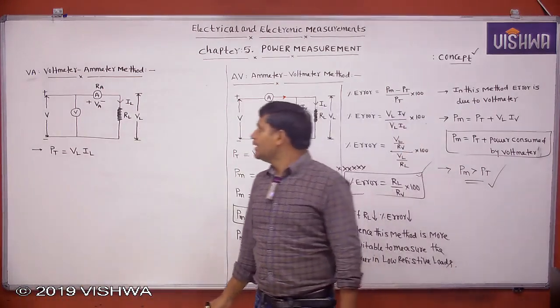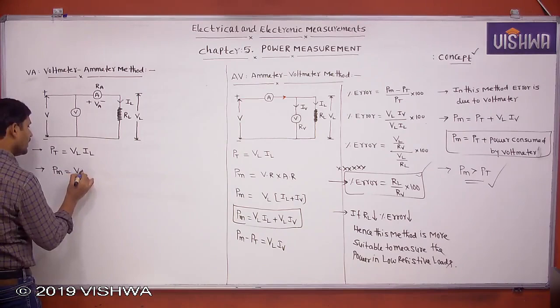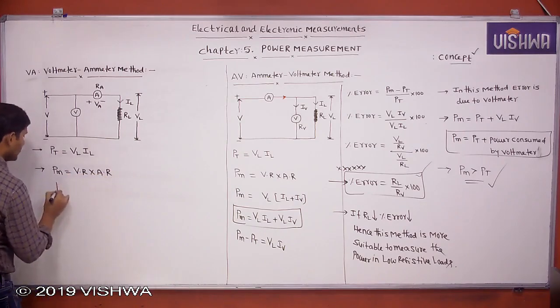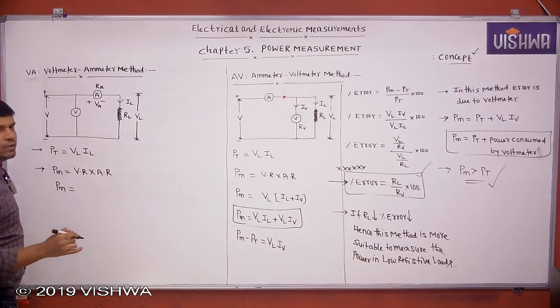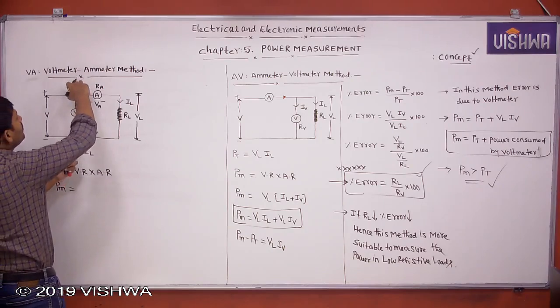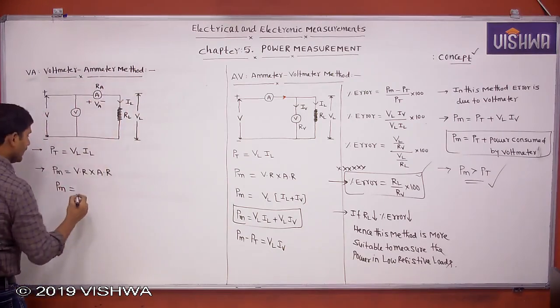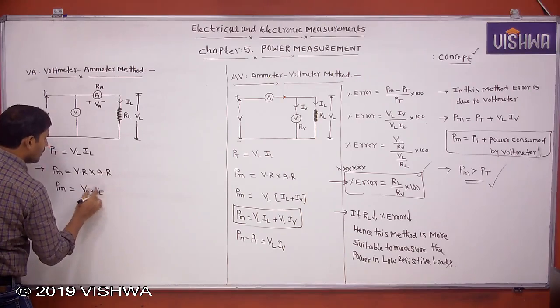Can you tell what the measured power equal to? Measured power equal to voltmeter reading into ammeter reading. Therefore, what does the voltmeter measure? This voltmeter measures voltage across ammeter and voltage across the load. That is VA plus VL.